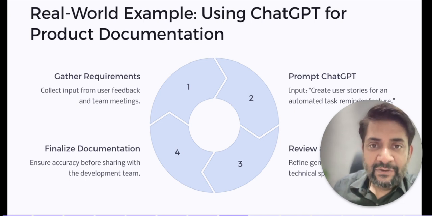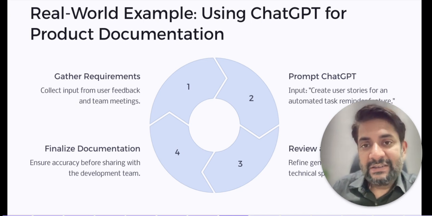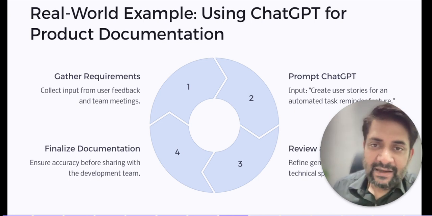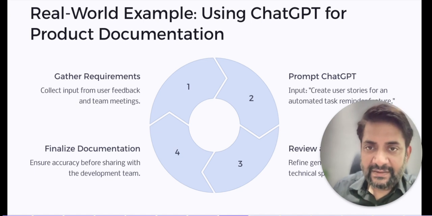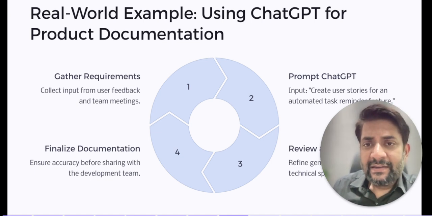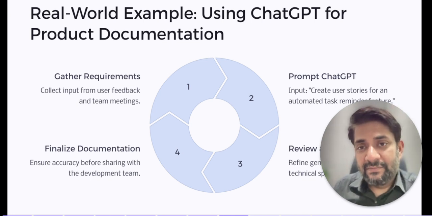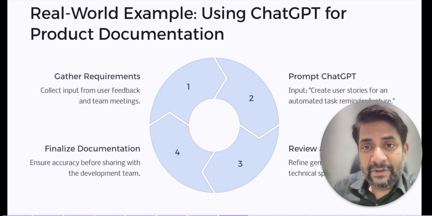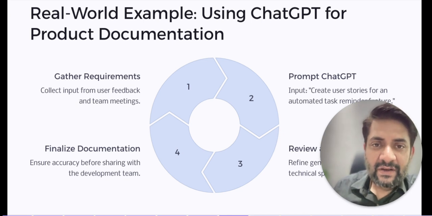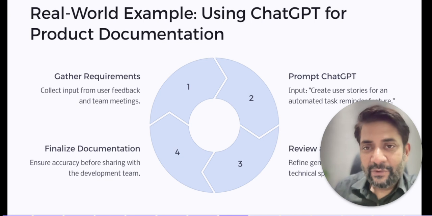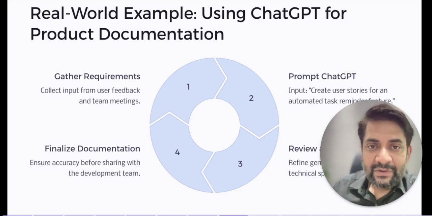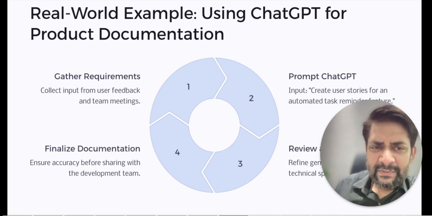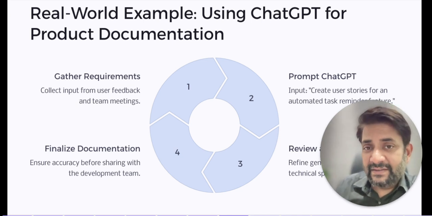The input is: create user stories for an automated task reminder feature in Trello. ChatGPT generates several user stories such as, as a user, I want to receive, and so on. And then based on that, it develops technical specifications. The input I gave is: draft technical specifications for implementing automated task reminders in Trello. ChatGPT provides a structured outline including feature requirements, system integrations, and user interface considerations.